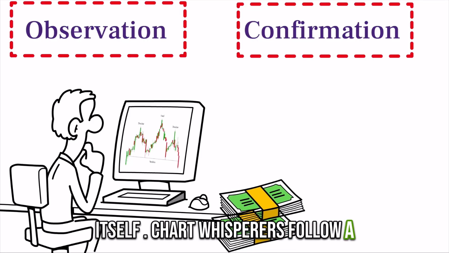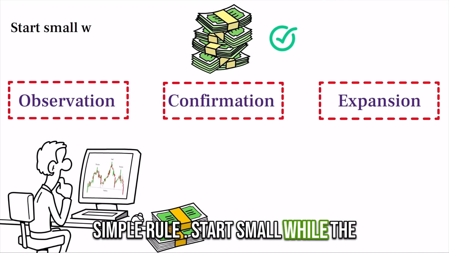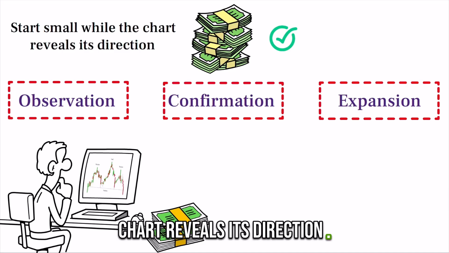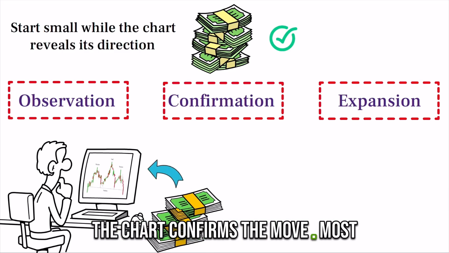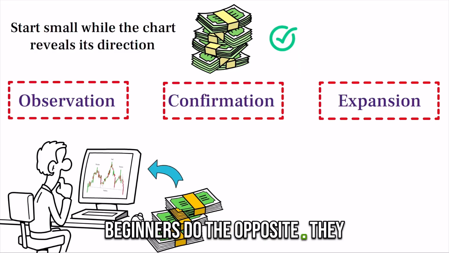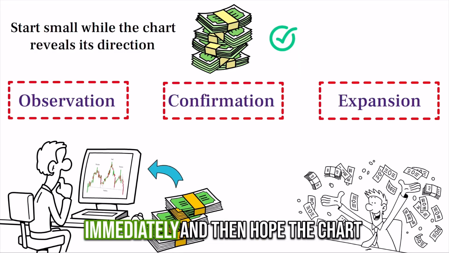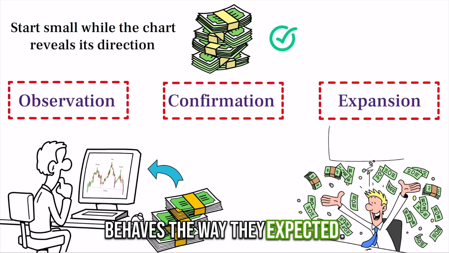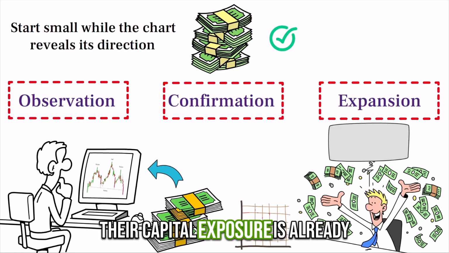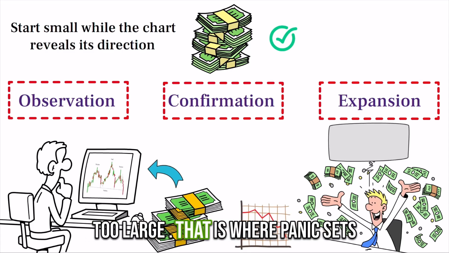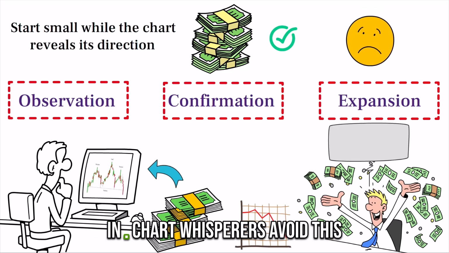Chart whisperers follow a simple rule. Start small while the chart reveals its direction. Increase your position only after the chart confirms the move. Most beginners do the opposite. They enter the entire position immediately and then hope the chart behaves the way they expected. When the chart moves against them, their capital exposure is already too large. That is where panic sets in.